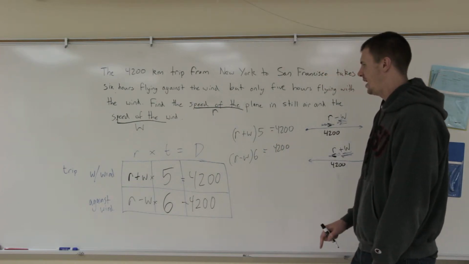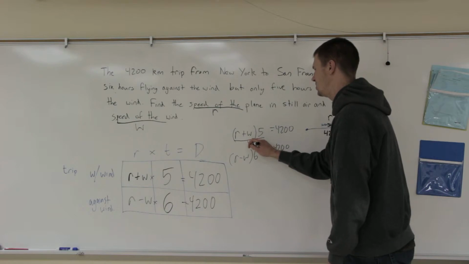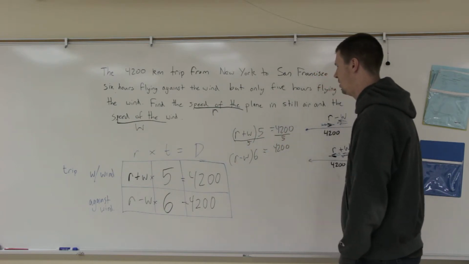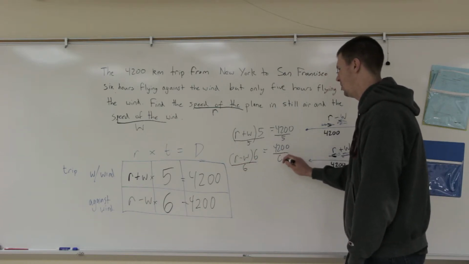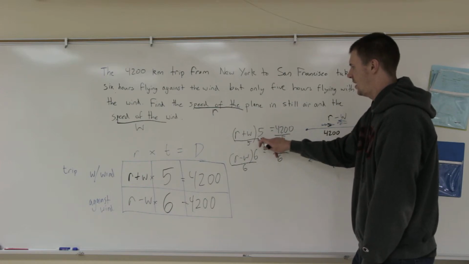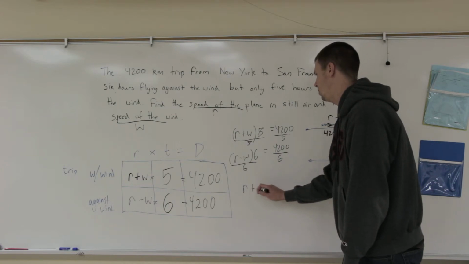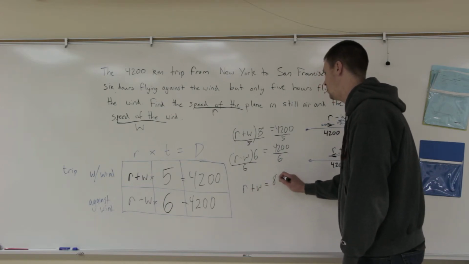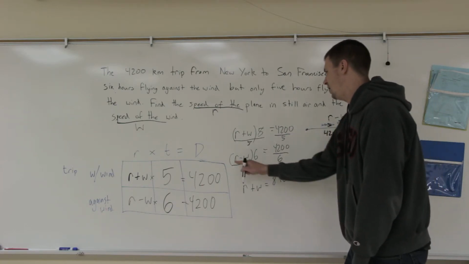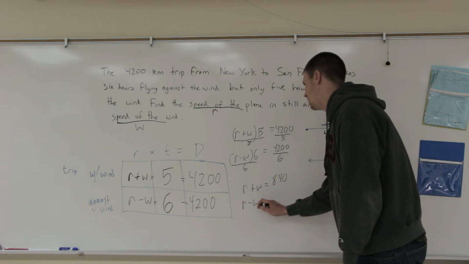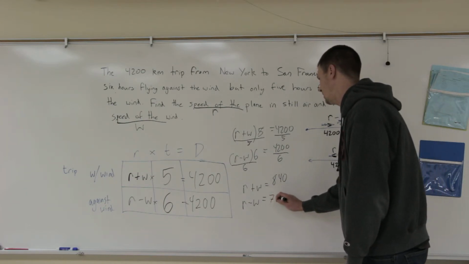A little trick to make this go a little faster. When I want to solve for r and w, instead of distributing this 5, I'm just going to divide both sides by 5. Likewise down here, instead of distributing the 6, I'm going to divide both sides of my equation by 6. Here the 5's will cancel out. My top equation becomes r plus w equals 840, because 4,200 divided by 5 is 840. Here my equation becomes r minus w equals 4,200 divided by 6, which is 700.